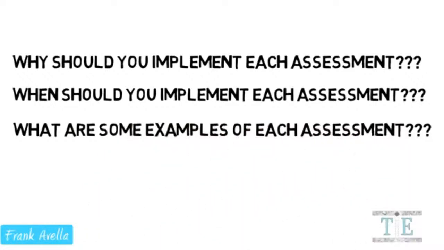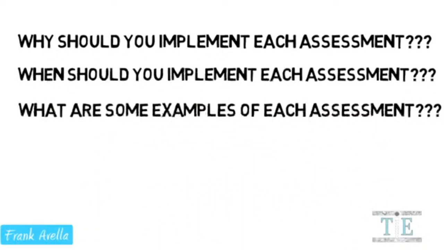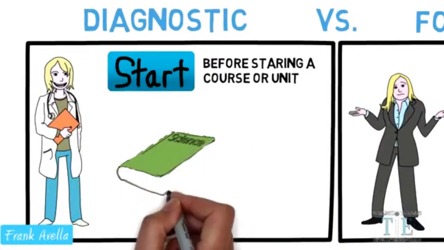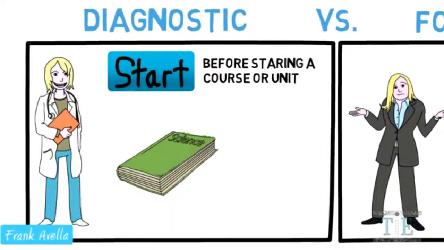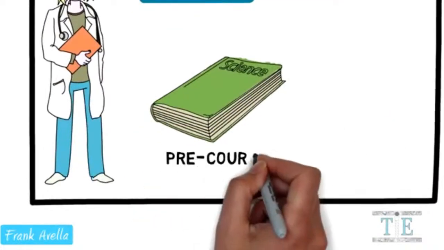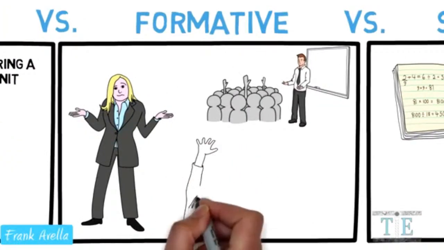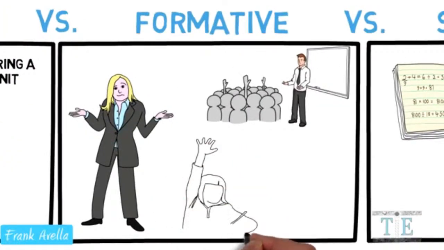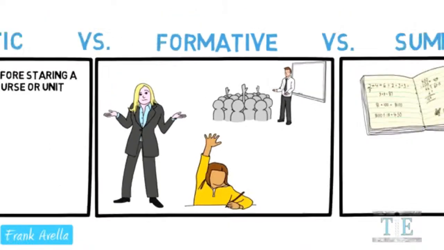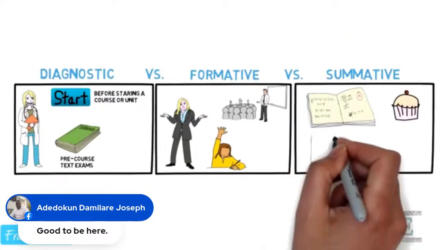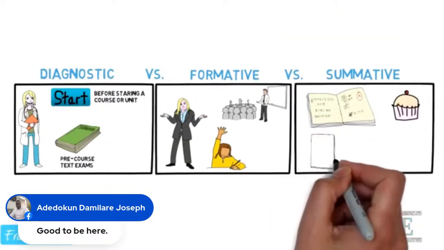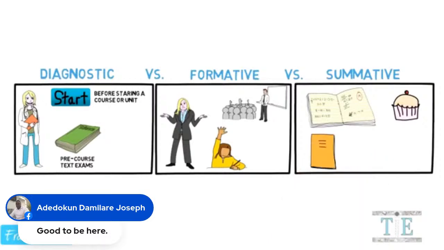What are some examples of each assessment? Diagnostics can usually be found in the course textbook. Texts usually have pre-course tests. Formative assessments can be as simple as using student questioning techniques. And a summative example can be a class thesis paper.